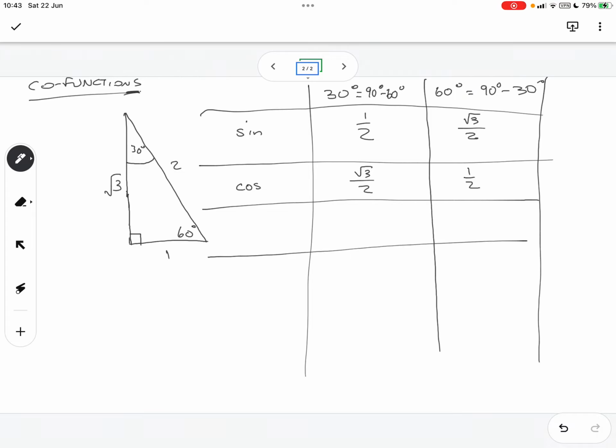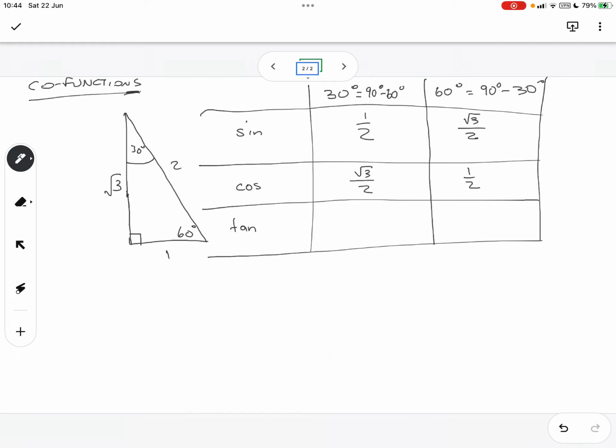Okay. And then for tan, it's root of 3 over 3. So tan 30 is root of 3 over 3 for 30 degrees. Remember tan is opposite over adjacent. For 30 degrees, opposite is what? It's 1.